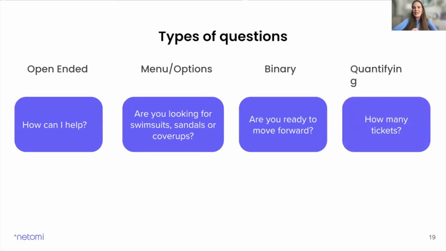And then there are quantifying questions. This is when we're asking for a specific number. Maybe it's a zip code, maybe it's how many tickets somebody wants, or how many pizzas, or whatever it might be. But here is another way to put the user into action, get them participating in the conversation and moving that conversation forward.